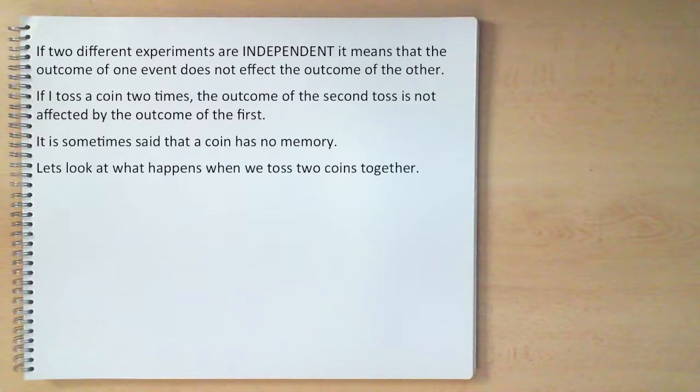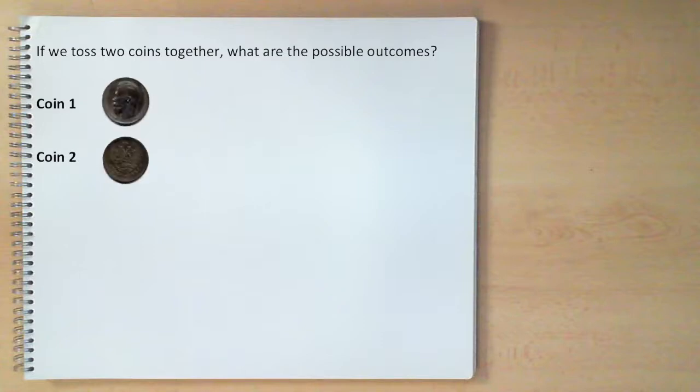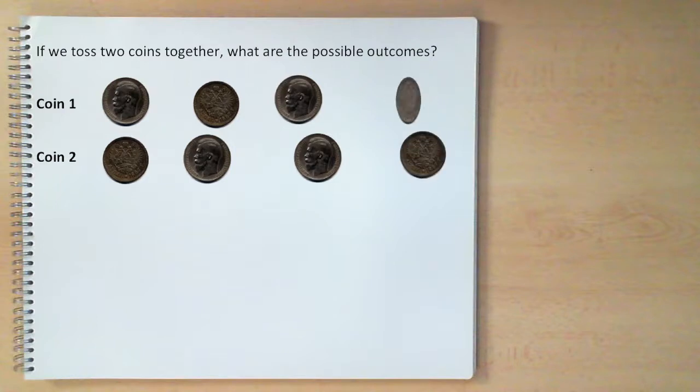So let's see what happens when we do actually toss 2 coins together. So what are the possible outcomes when we toss 2 coins? We've got coin 1 and coin 2. Let's throw them together, and the first set of outcomes we get are there, and then we throw them again, and we get another set of outcomes, and we throw them again and get another set of outcomes, and we throw them one more time and get a final set of outcomes.